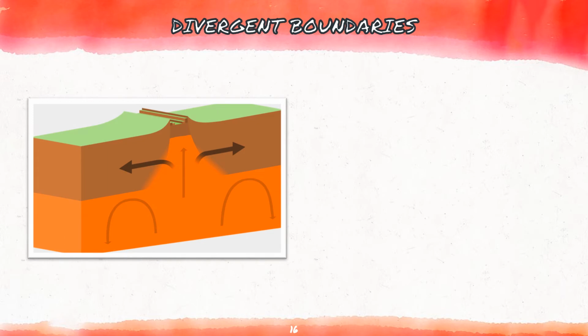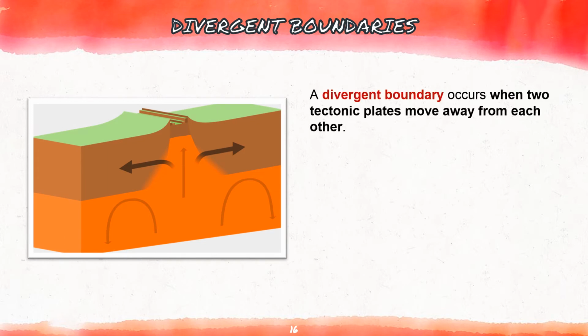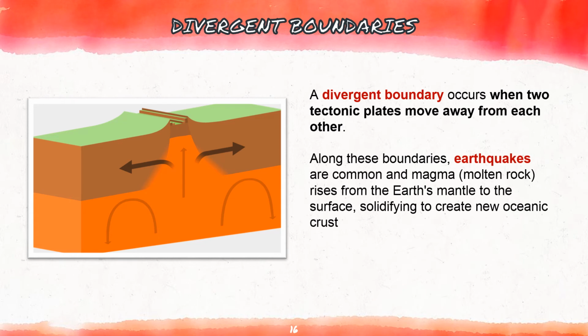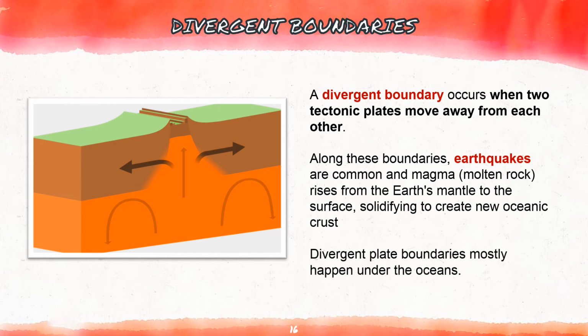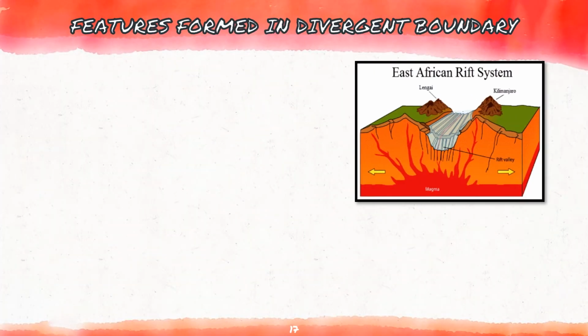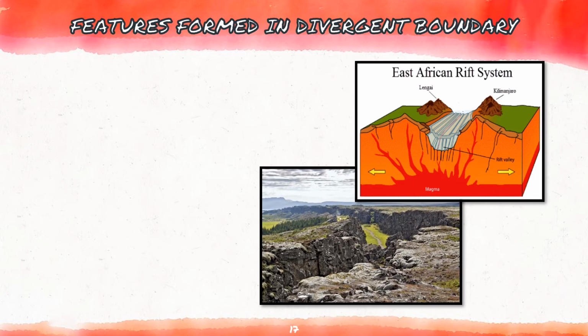Moving on to another type of plate boundary, we have the divergent plate boundary, wherein a divergent boundary occurs when two tectonic plates move away from each other. Along these boundaries, earthquakes are common and magma, or what we call molten rock, rises from the Earth's mantle to the surface, solidifying to create a new oceanic crust. Divergent plate boundaries mostly happen under the oceans. So let us discover the different features formed in divergent plate boundaries.